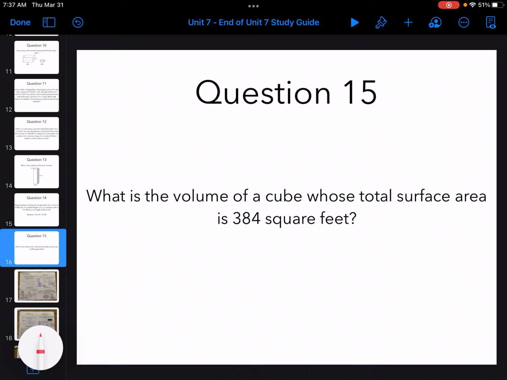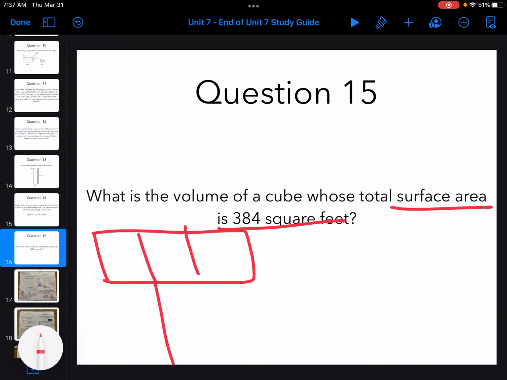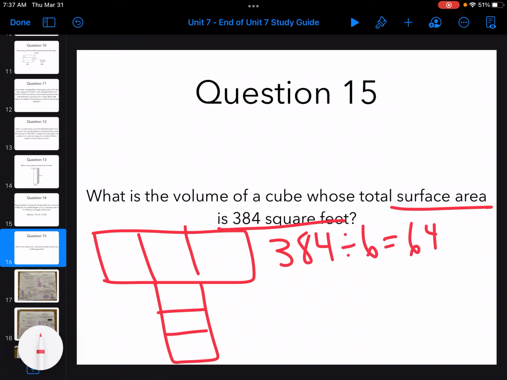All right, last one. What is the volume of a cube whose total surface area is 384 square feet? Well, I know that the surface area is 384. So I know that I have 6 faces, and the total surface area is 384. So I can take 384 and divide it by 6 because all the faces are going to be the same. And I get 64. So if each face is 64, then I have to think of a number that I can multiply by itself to get 64.